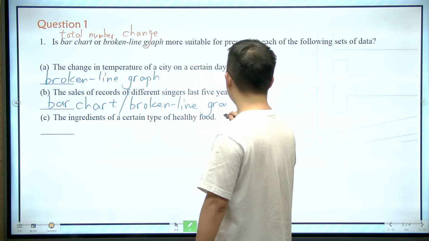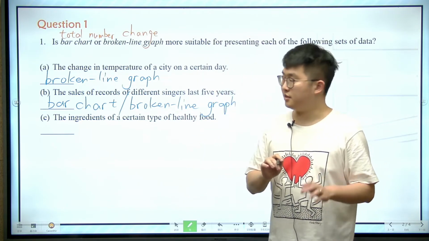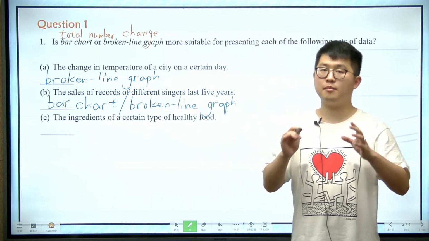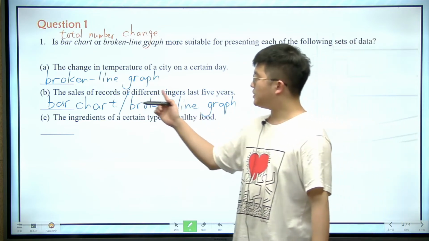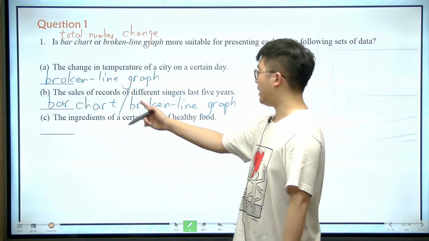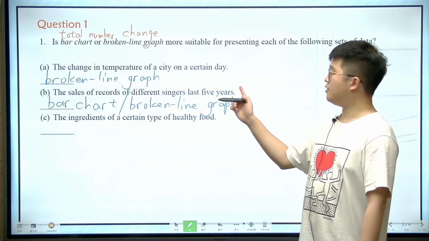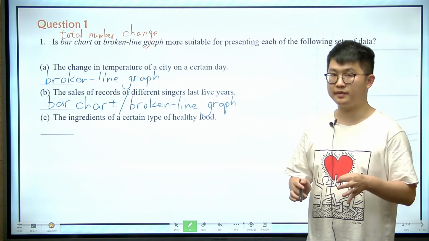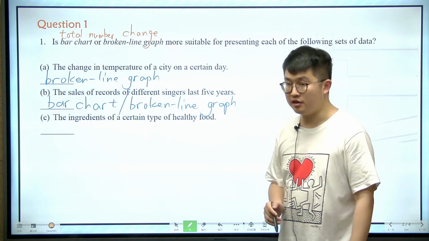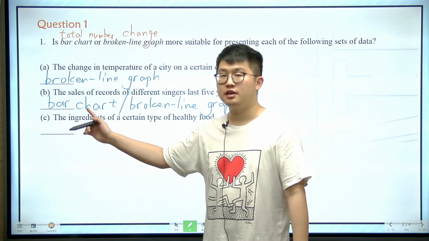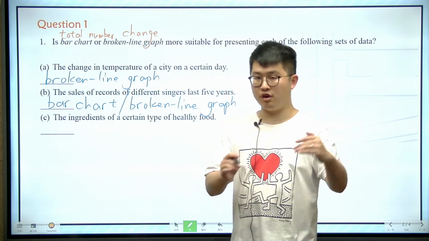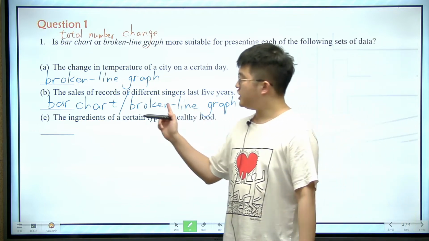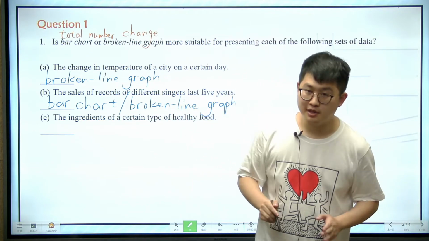So, make no mistake that these two diagrams serve certain purposes. I mean, it doesn't mean that both of these diagrams are equally suitable for this question. It depends on what you want to see. If we want to see the amount, then use the bar chart. And if we want to see the changes, see the flow, then use broken line graph. Each serves one certain purpose better.